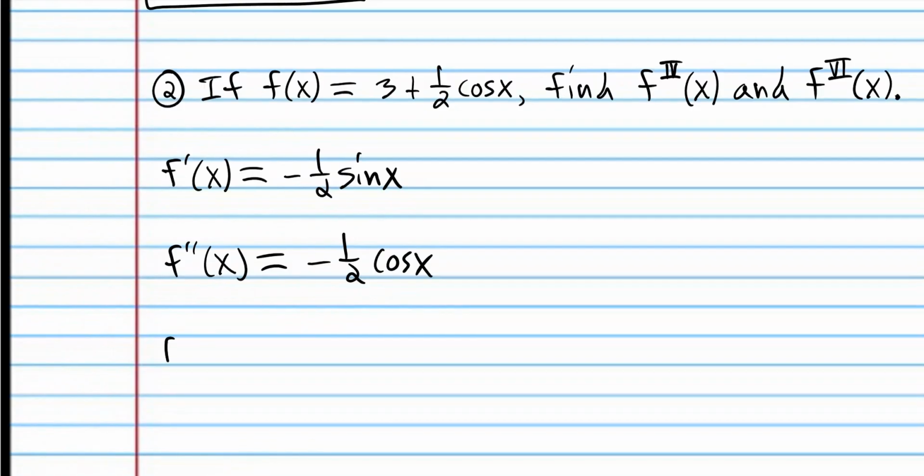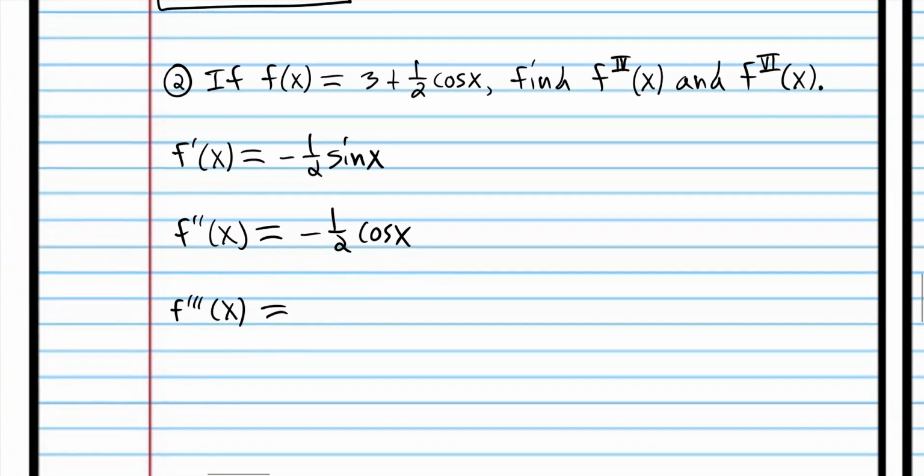Okay, so now we're going to find the triple derivative. We're going to take the derivative of the double derivative. We're going to find the derivative of the second derivative, and that's going to be 1/2 sine x. So you see how the sign keeps changing. Well, it's not changing every time, but maybe every other time it'll change.